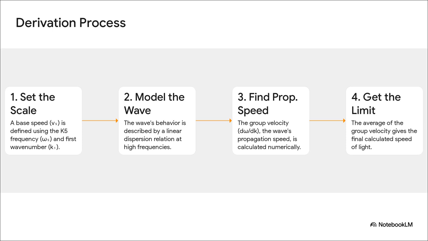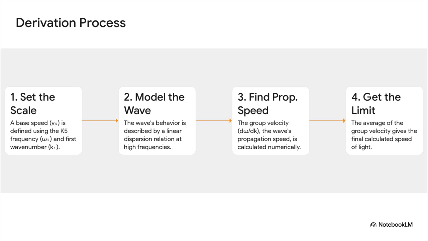Second, you model the wave. You figure out how waves at really high frequencies would travel across this geometric surface. This is what's called a dispersion relation. It's basically a rule that connects a wave's frequency to its speed. Third, you find the propagation speed. Using that rule, you can calculate how fast an energy pulse, something like a photon, would actually travel. This is called the group velocity.